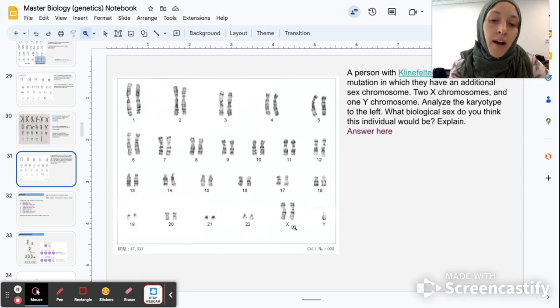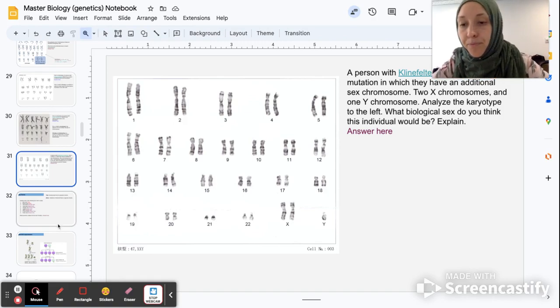And in this case, with Klinefelter syndrome, one of the gametes had an extra X chromosome or an extra sex chromosome in it.